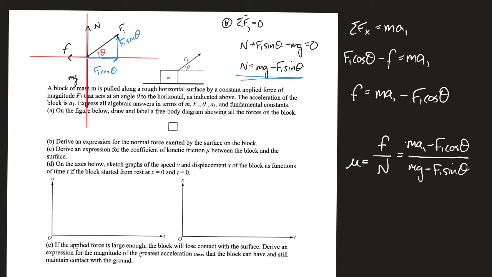All right. On the axes below, sketch the graphs of the speed and displacement of the block as functions of time. The block started from rest at x equals 0 and t equals 0. There's an important word here. It doesn't seem that important, but sketch instead of plot. Sketch has the lowest threshold for what needs to be presented, which is good. We don't have much information here to present. We know that the acceleration is constant, so v as a function of t just has to show that it is a constant. Yes, sir?